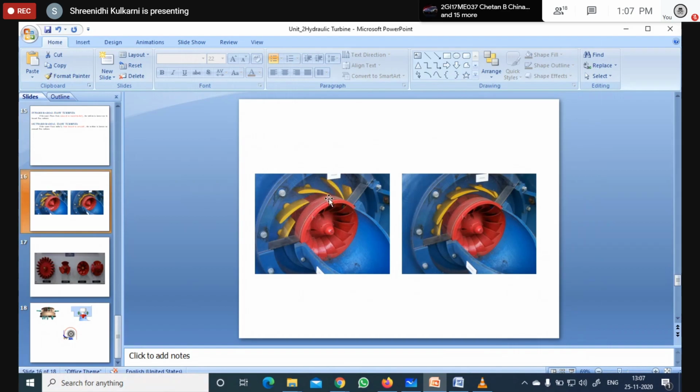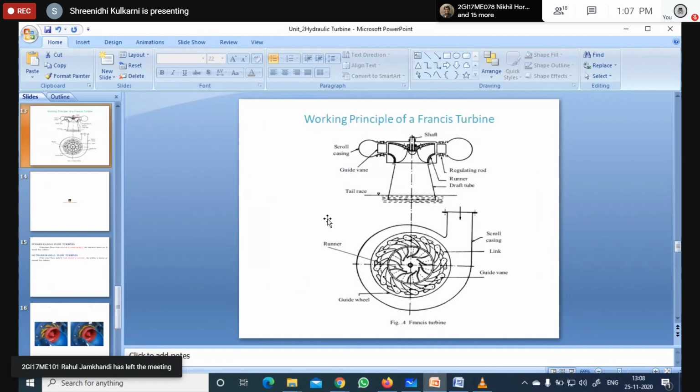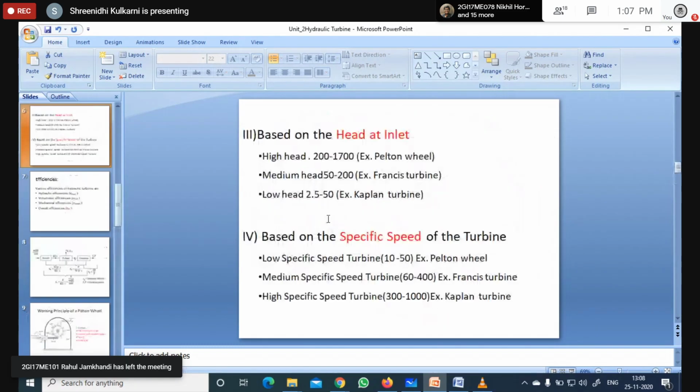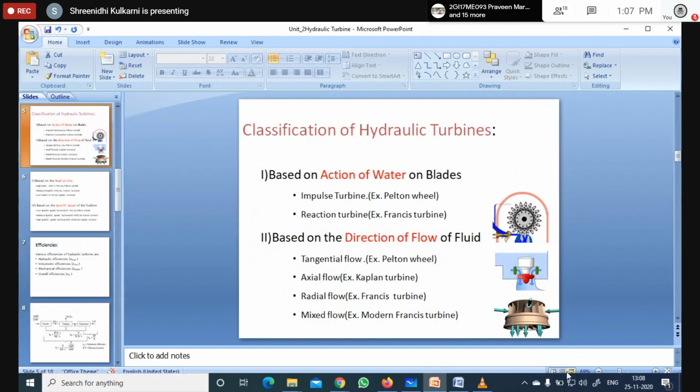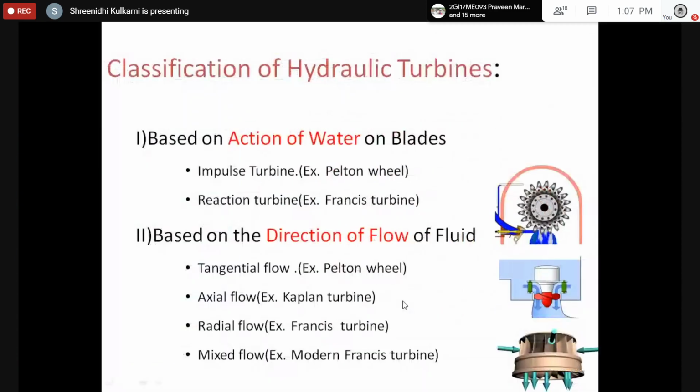So first the water enters the fixed blade, then this fixed or guide blade guides the water to the rotating or moving blades. That's why we call it a reaction turbine, like a sprinkler. Examples of this reaction turbine are the Francis turbine as well as the Kaplan turbine.